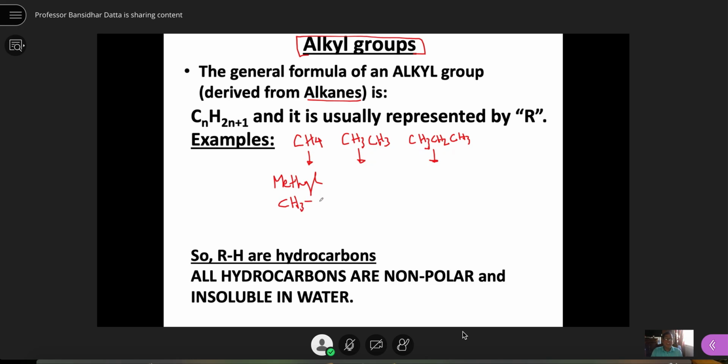The hydrogen is taken off. So you can put anything here. Instead of hydrogen, you can put an OH group, you can put a halogen group, and the molecule will be different.